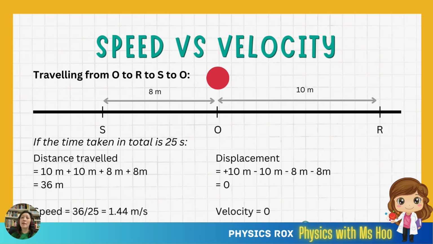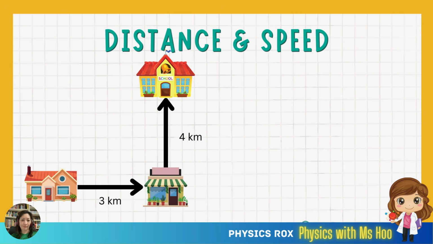For displacement, we look at the start and finish. And because velocity depends on the value of displacement, that's why we also look at start and finish. In this case, both values are 0. Let's look at one more example to help you cement your understanding of distance, displacement, speed, and velocity.